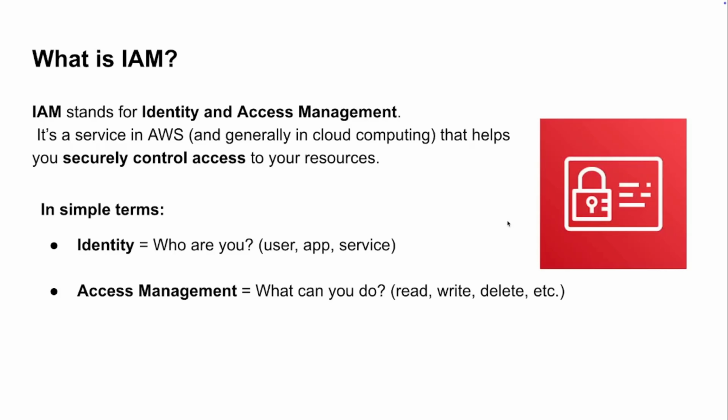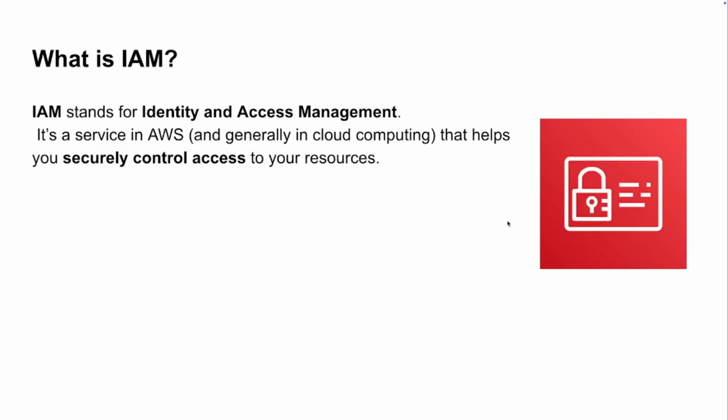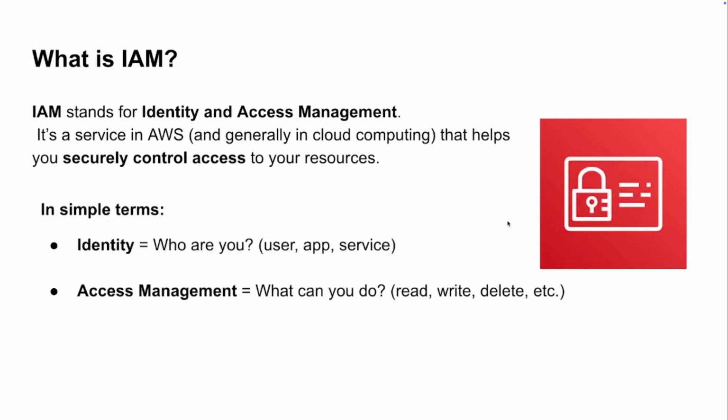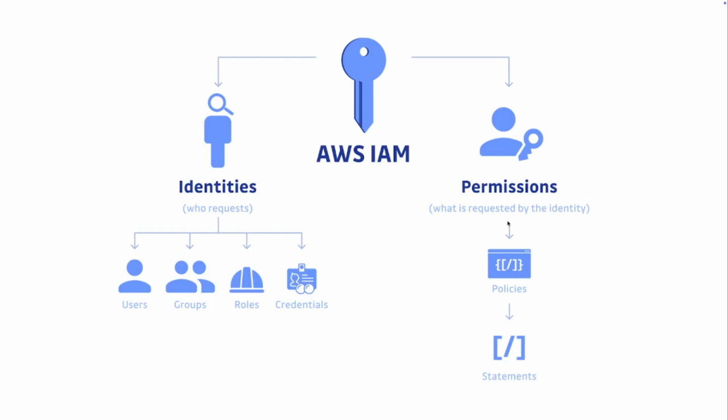What is IAM? IAM stands for Identity and Access Management. It's a service in AWS that helps you securely control access to your resources. In simple terms, identity: who are you? User, app, service, connector, device. Access management: what can you do? Read, write, delete, controls around the resources. So now this diagram just clearly explains the two components that make up the AWS Identity and Access Management system.